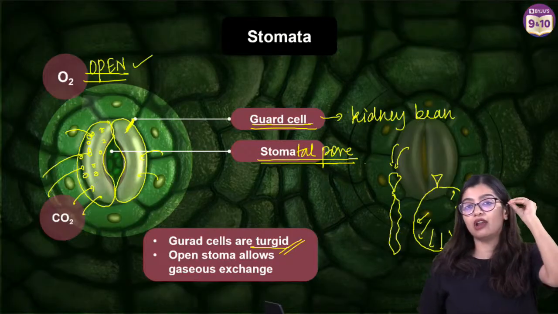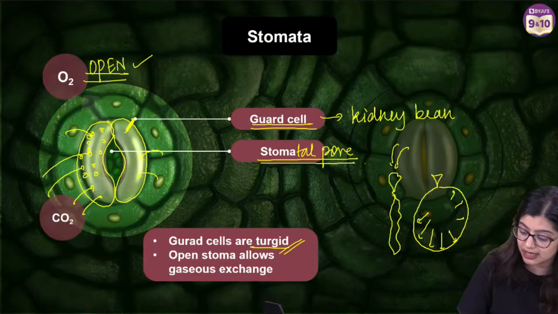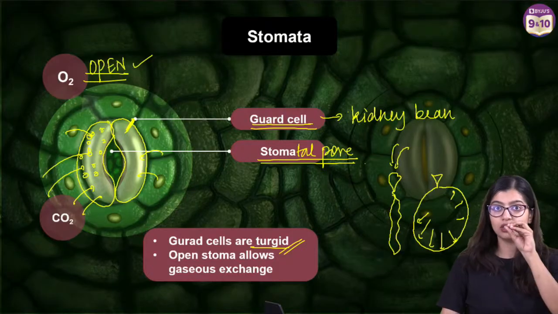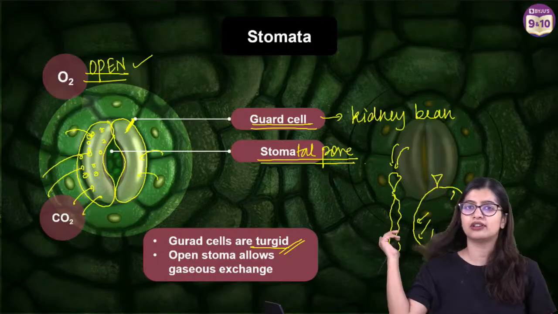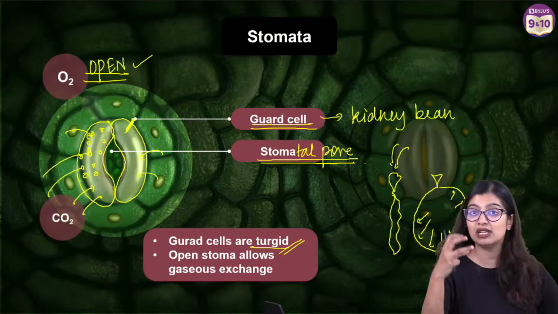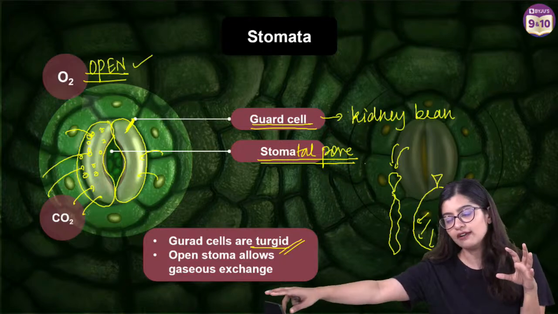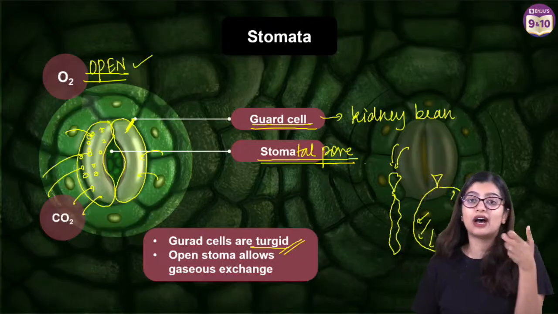We have learned about this in the concept of osmosis, right? Osmosis is nothing but movement of substances from a region of high concentration to low concentration, right? And when a cell swells, we say that it is turgid, right? Very good. So this is what we understand. So you should know when the stomata is open.